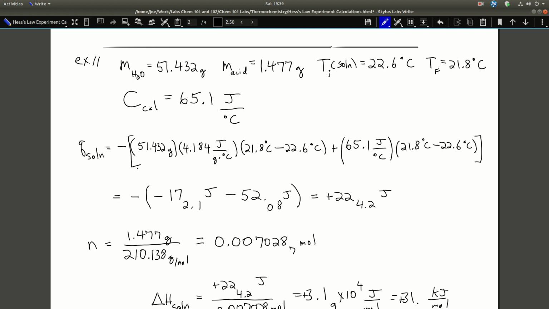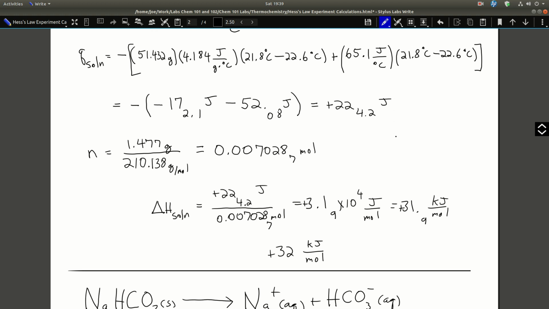Anyway, so Q of the solution is negative Q of the water plus Q of the calorimeter. Q of the water is the mass of the water, specific heat, 4.184, times delta T of the water, plus C of the calorimeter times delta T. When I plug those numbers in, I get this right here, and it ends up being positive about 220 joules.